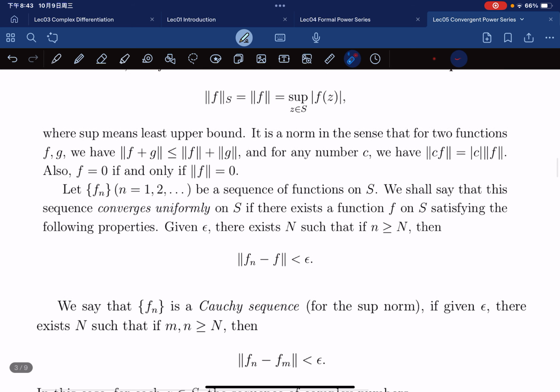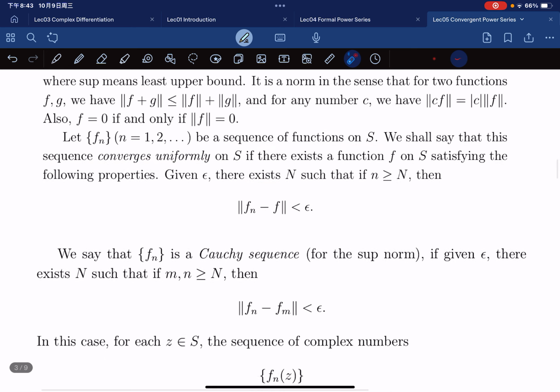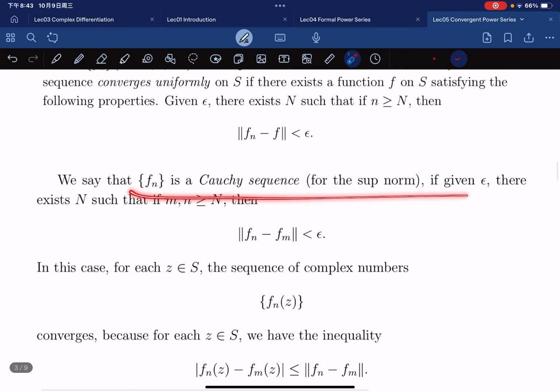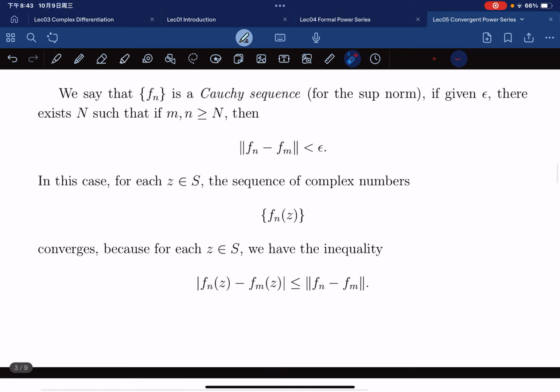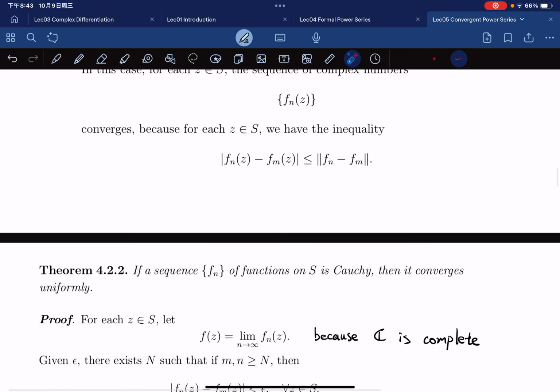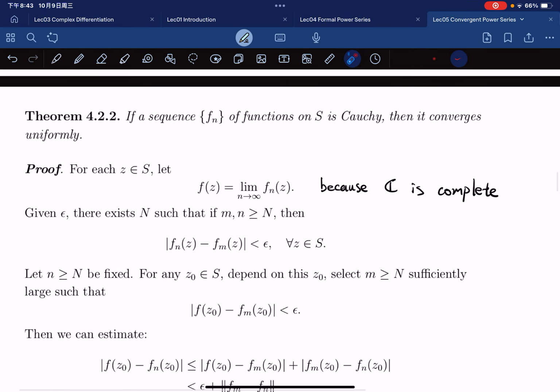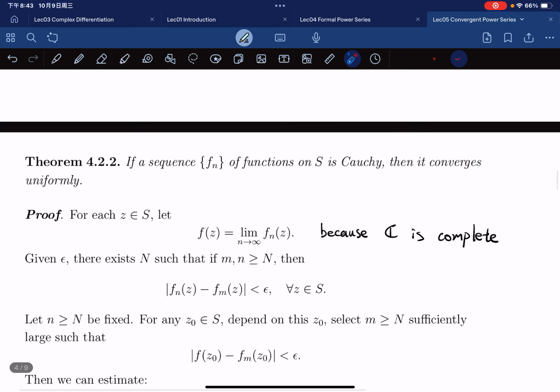So we can talk about convergence of functions. Given a sequence of functions, we say the sequence converges uniformly if it converges under the sup norm. And we say that it's a Cauchy sequence if it's Cauchy under the sup norm. So here's the theorem: if a sequence of functions is Cauchy, then it converges uniformly, that is, a Cauchy sequence converges under the sup norm.